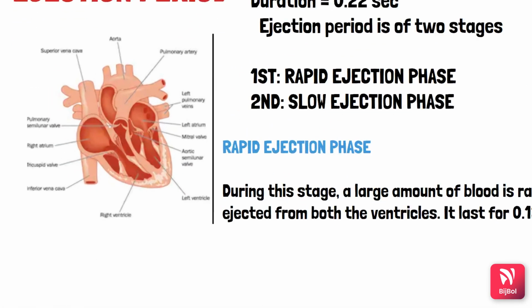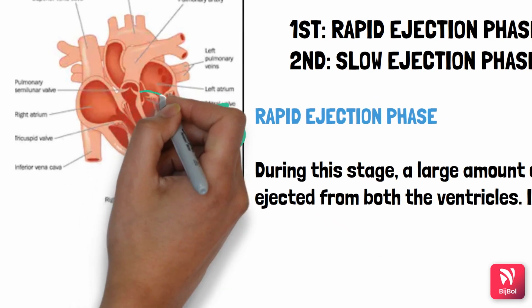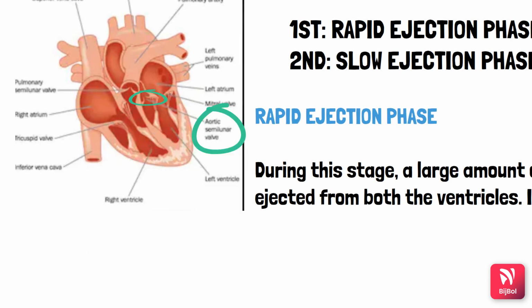First is rapid ejection period, second is slow ejection period. In the rapid ejection period, immediately after the opening of the semilunar valves, the blood starts getting ejected off both the ventricles. This lasts for 0.13 seconds. Now the semilunar valves are being marked in this picture closely.